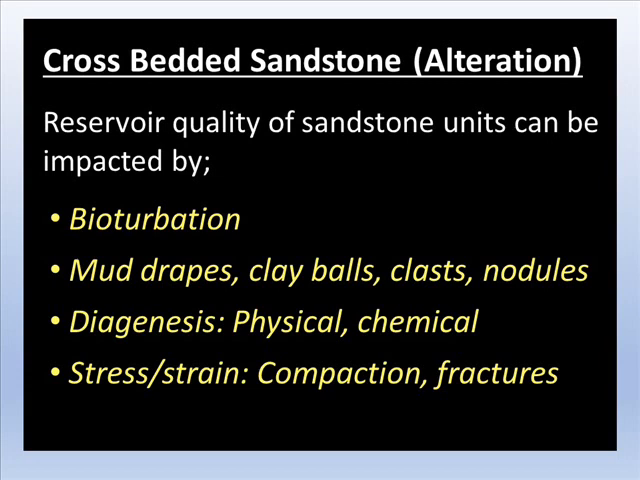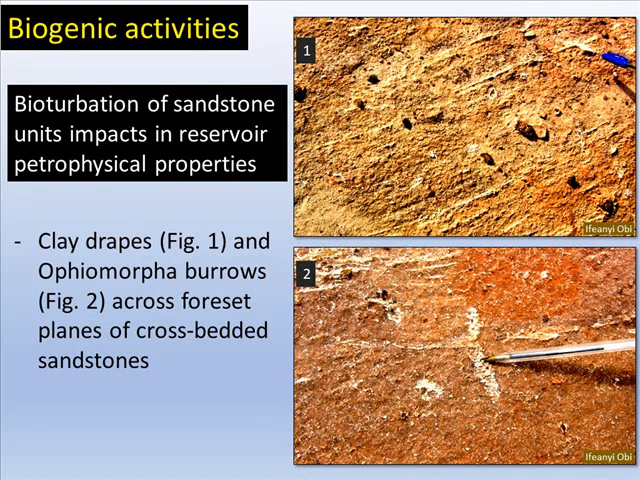So I'll be showing you other examples of cross-bedded sandstone units, but with focus on processes or features that can alter or impact reservoir quality. And these include bioturbation, mud drapes, extraformational or intraformational clasts, diagenesis, stress, or strain. This is a bioturbated sandstone unit which shows clay distributed in different forms as drapes and as clay fields or clay balls within the sandstones.